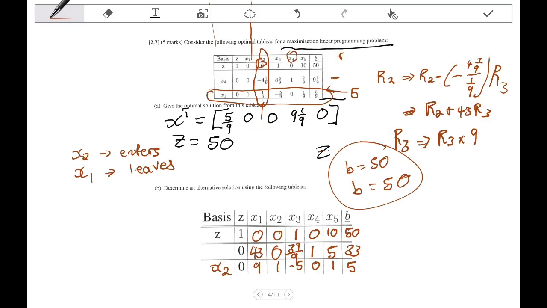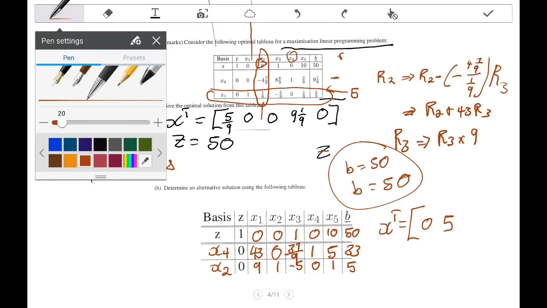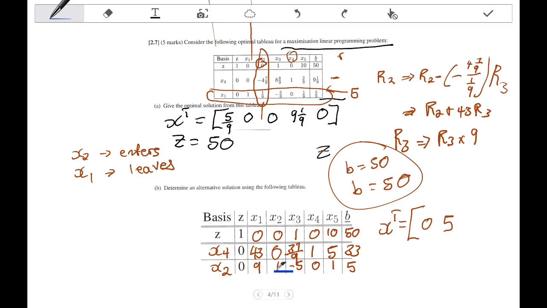Then for x4, it doesn't change. The position is still x4. So this is your new solution. So the solution is x equals, open bracket, reading from this, we have x1 here. x1 is 0 because it's not there on the basis. Then x2 now is 5, reading from here. Then your x3, since it's not there on the basis, is 0. x4 is there, it is 33. And then x5 is not there, so it is 0. So this is the alternative solution.